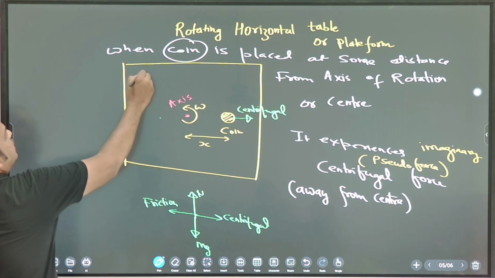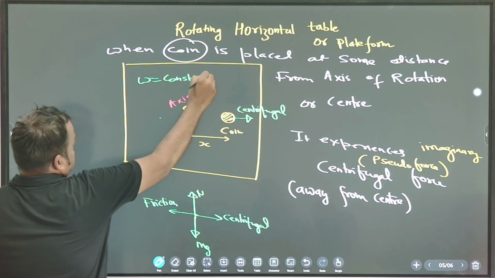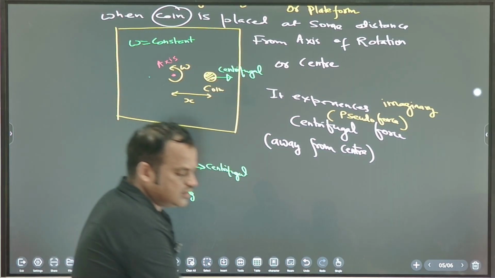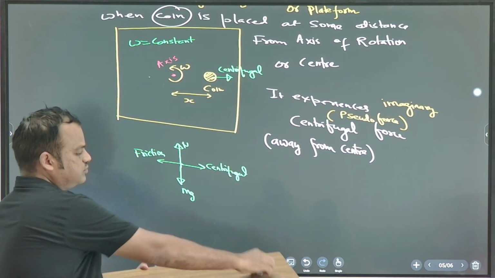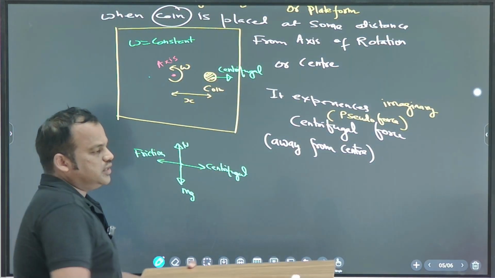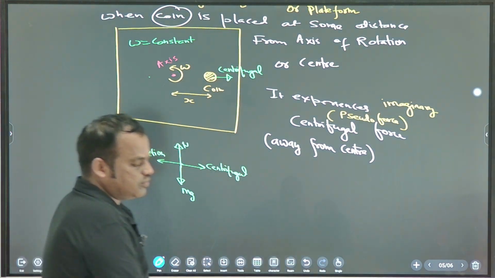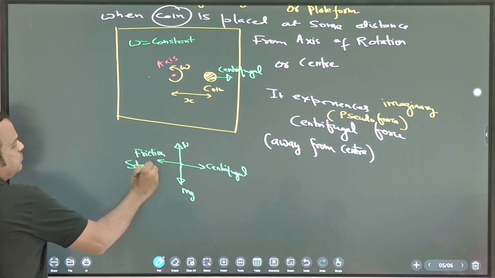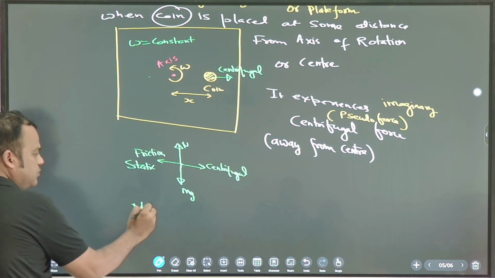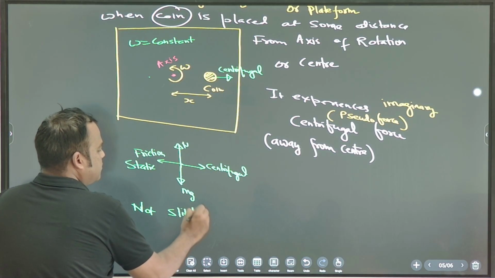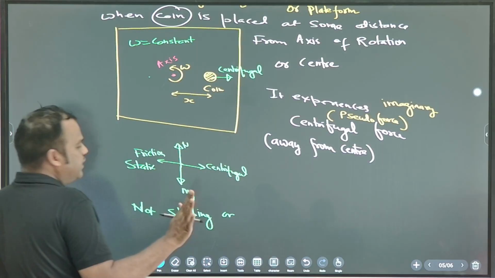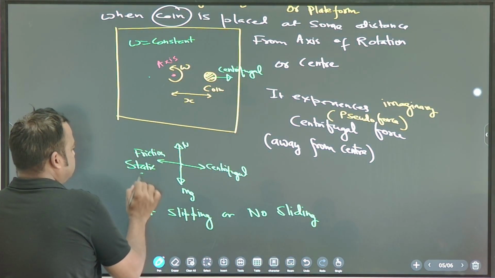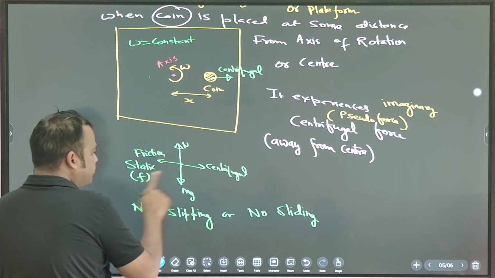And omega is constant, note down. So if it is not slipping, like I'm rotating it, not slipping, what type of friction? Static friction. So note down: not slipping, or no sliding. So friction and centrifugal force are equal.